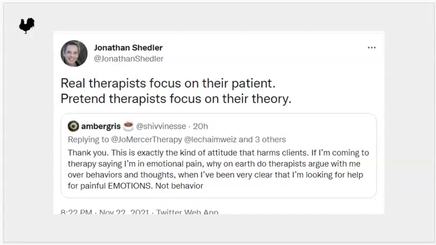Here are some examples of D1 in therapy. This is from Twitter: "Real therapists focus on the patient. Pretend therapists focus on their theory." Classic D1, implying that a theory is somehow opposed to a patient or a patient's needs. Yeah, and I understand there are theories that are opposed to a patient's needs. Those are misintegrated theories, poorly integrated theories. Just gotta come up with a better theory, brah.